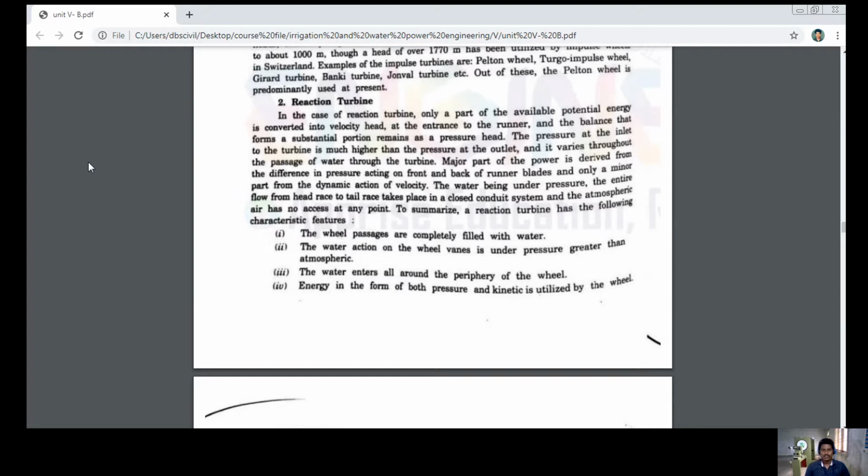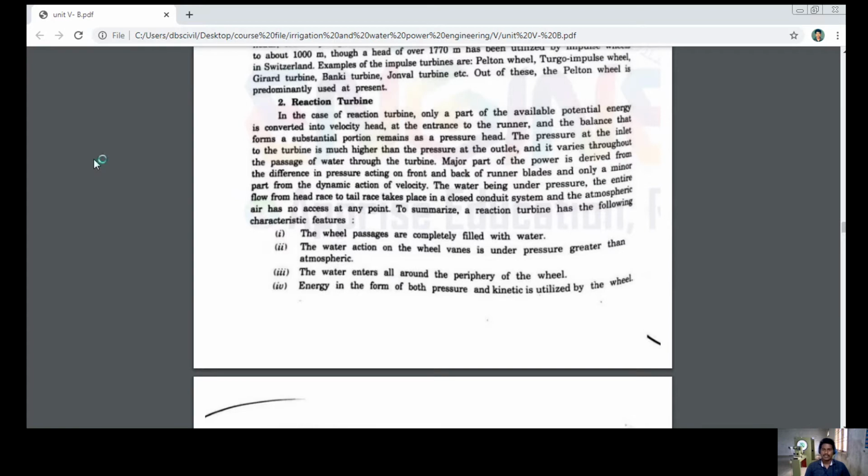The pressure at the inlet to the turbine is much higher than the pressure at the outlet, and it varies throughout the passage of water through the turbine. The major part of the power is derived from the difference in the pressure acting on the front and back of the runner blades, and only a minor part from the dynamic action of velocity. The water is under pressure, and the entire flow from the head race to the tail race takes place in a closed conduit system, and atmospheric air has no access at any point.